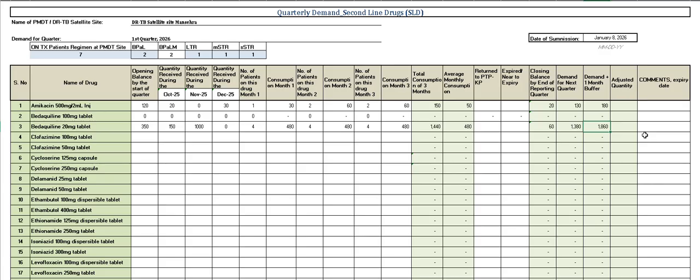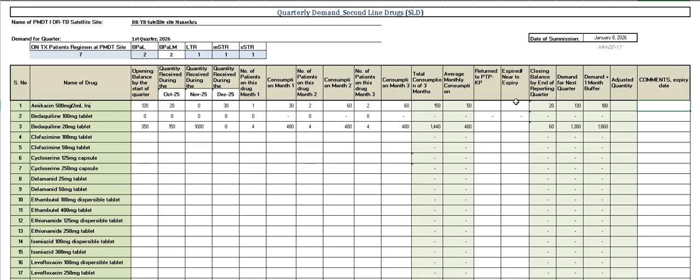So this is all about the entry of the data. You can do it for all of the drugs. And this column is for the entry of any expiry, near expiry. You will have to comment that among the stocks, this stock is near expiry. So you will have to add it into it.